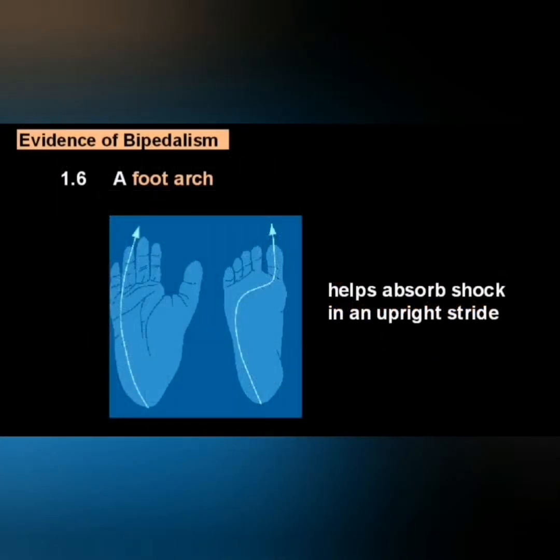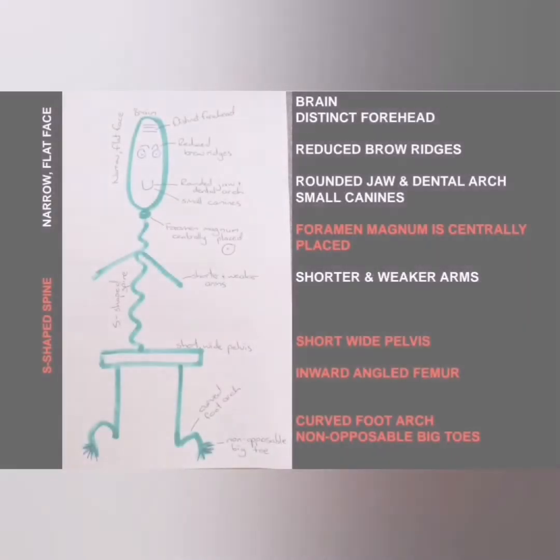Animals that climb trees and have a divergent toe also have flat feet. So apes have flat feet. But humans have what we call a foot arch. So the bottom half or the underneath of the foot is arched. It's not flat. And this is so that it can help absorb shock when you walk in an upright stride.